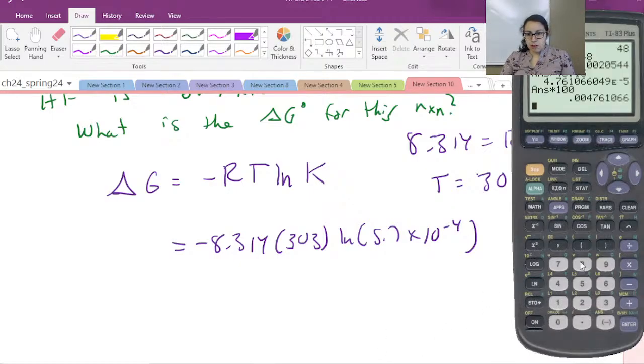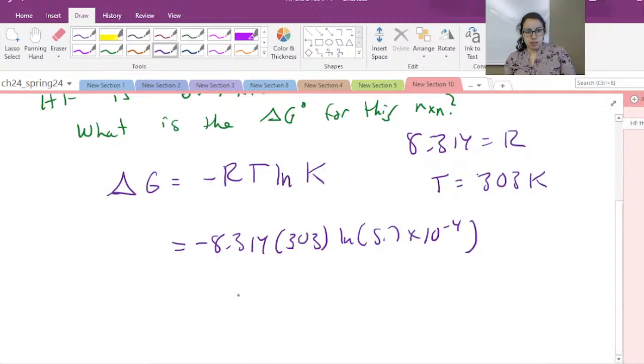And then what did everybody get once you plugged it in? So do we get either 18,000 joules or about 18 kilojoules? Make sure I have the sign on that one correct. So 18.8 kilojoules there.